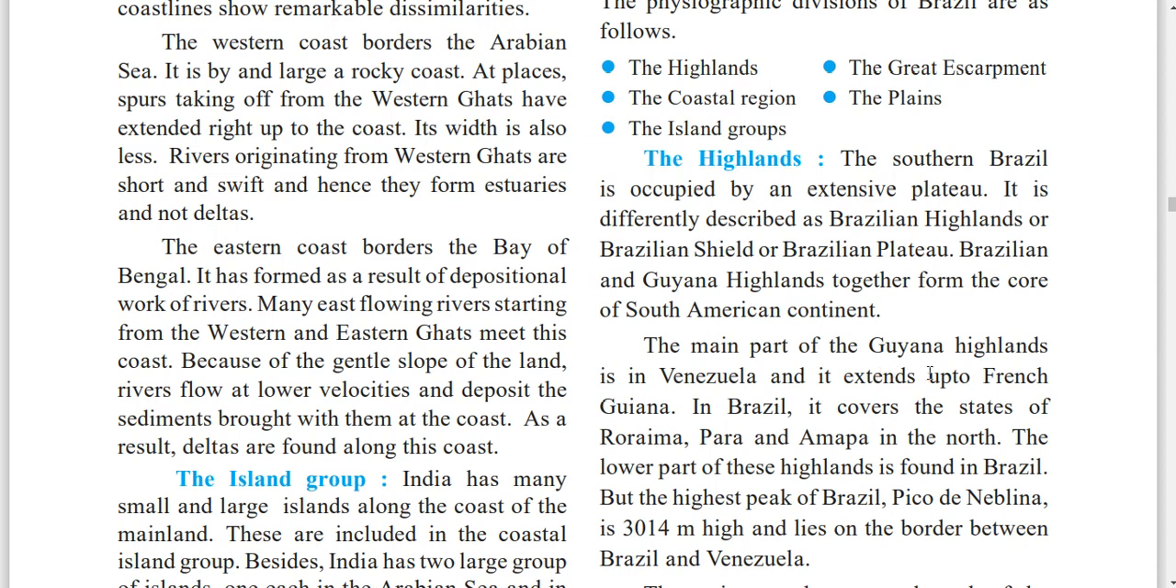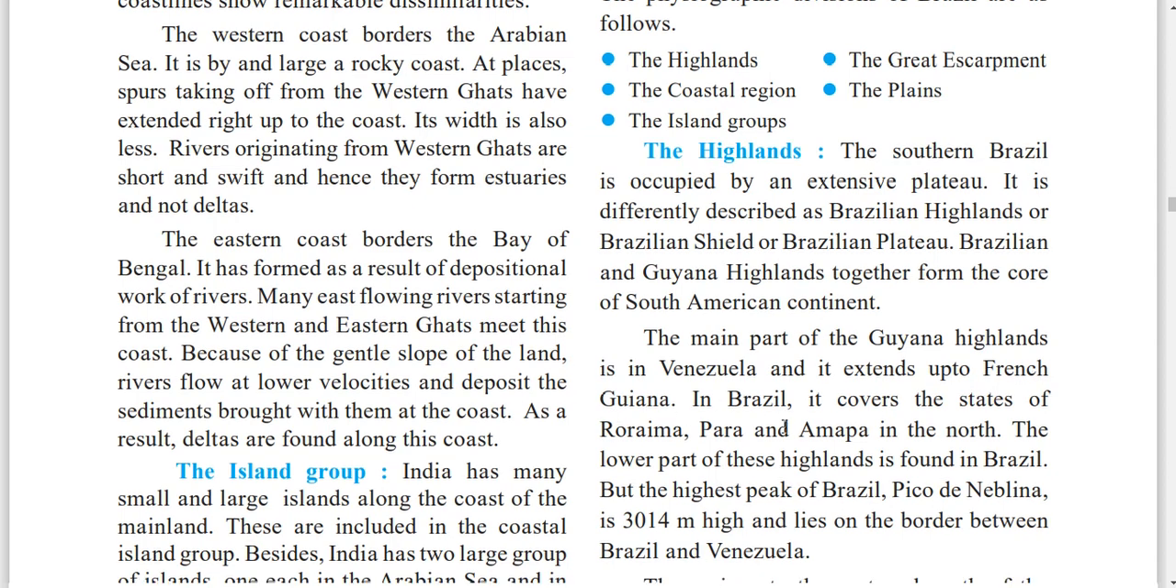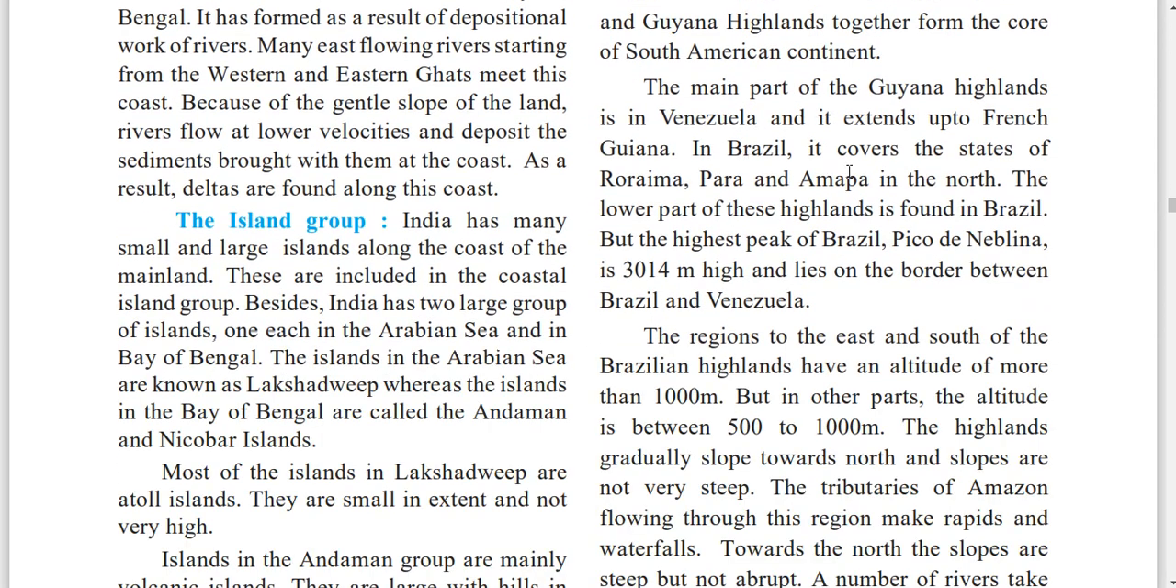The main part of the Guiana highlands is in Venezuela and it extends up to French Guiana. In Brazil, it covers the states of Roraima, Para, and Amapa in the north. The lower part of these highlands is found in Brazil, but the highest peak of Brazil, Pico de Neblina, is 3014 meters high and lies on the border between Brazil and Venezuela.